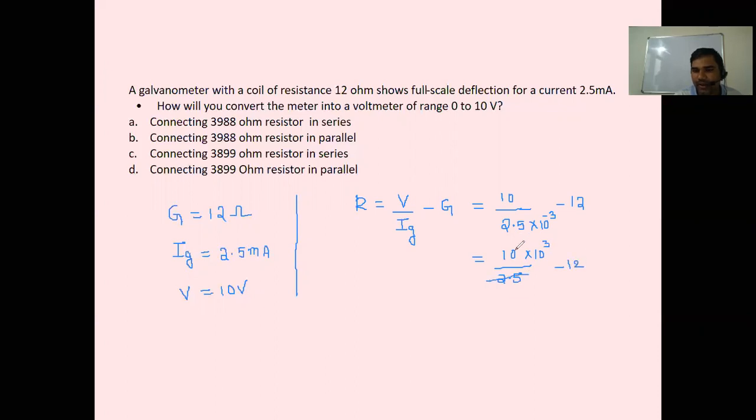Now 2.5 goes 4 times. So 4 into 10 power 3 can be written as 4000, minus 12. So how much will you get for 4000 minus 12? Just check the options. So 3988. 3988 in series. This is the right answer. Okay.